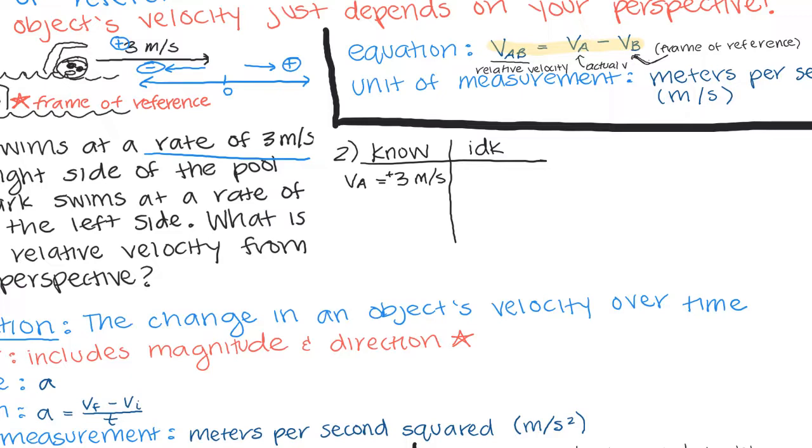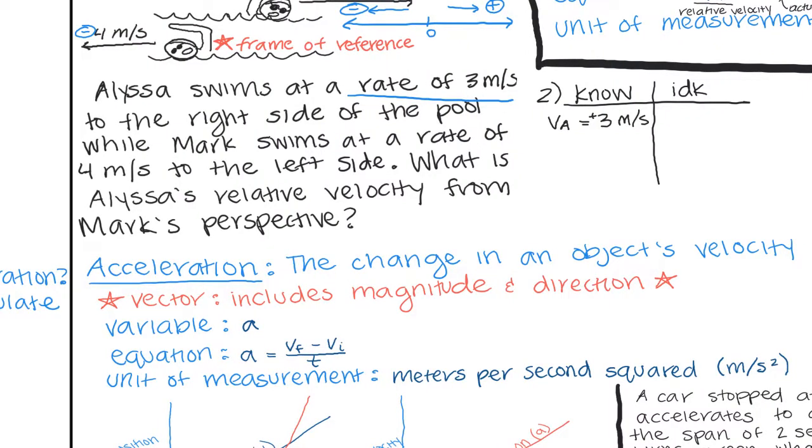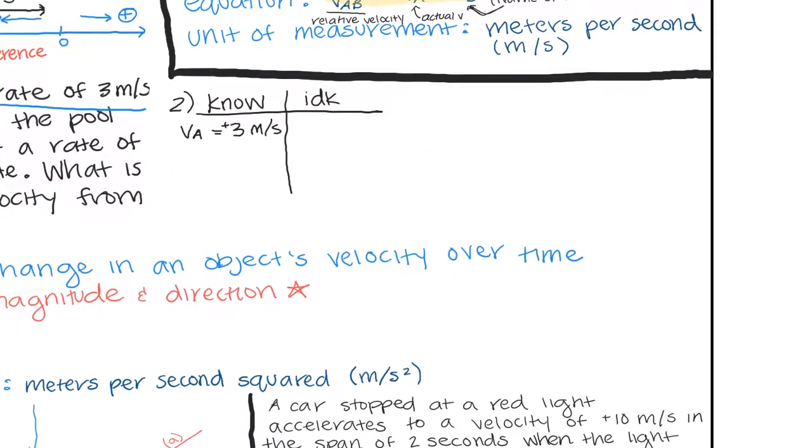Okay, going back to the problem. We also know that Mark swims at a rate of 4 meters per second to the left side of the pool. Now, since Mark is moving to the left, I'm going to be thinking that I should be putting a negative sign there. So again, negative 4 meters per second.